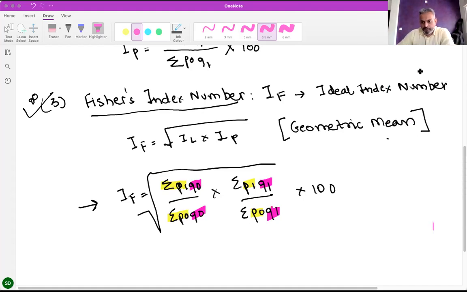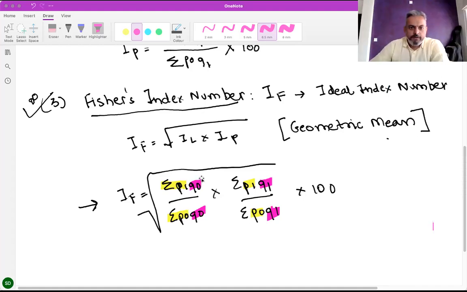Now, let's read the question. Find Laspeyre, Paasche, and Fisher's index number for the year 2016 with base year 2015 from the data about price and consumption of food items given below. Now, pay attention please.